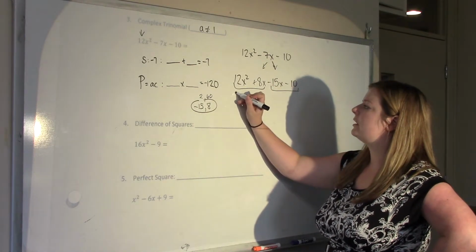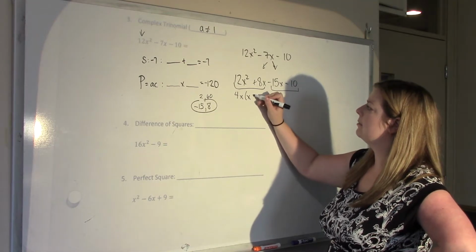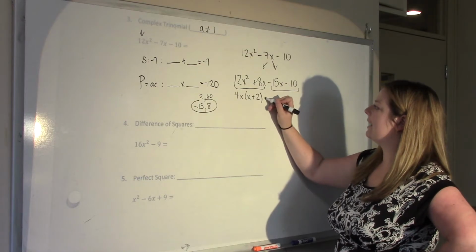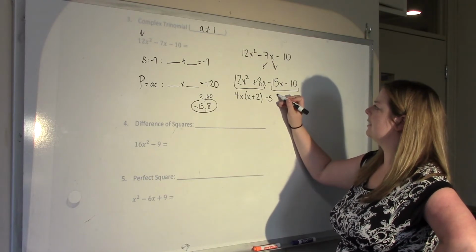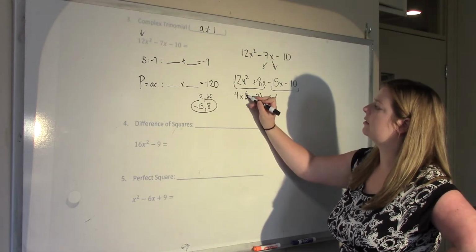So I can take out a 4x from this, and I'm left with 3x plus 2, okay? And then I can take out a negative 5 from this, and, oh sorry, this is 3x plus 2 over here.